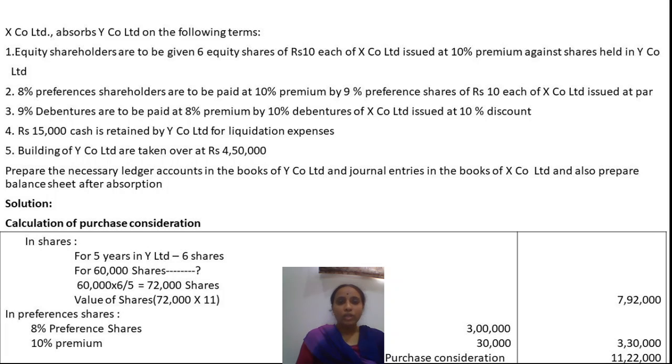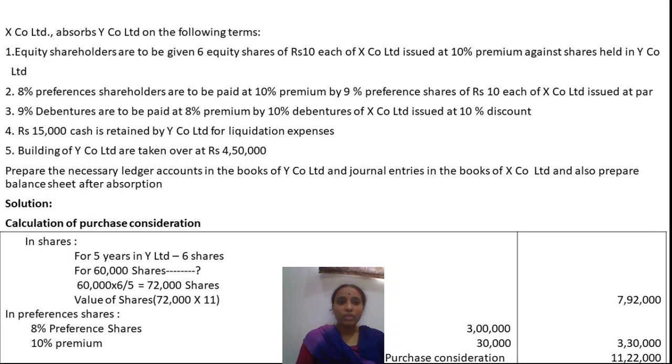So the terms and conditions are like this. Equity shareholders are to be given 6 equity shares of 10 each of X Company Limited issued at 10% premium, against shares held in Y Company Limited. So how many shares are held in Y Company Limited? For those, 6 shares have to be given at a premium.